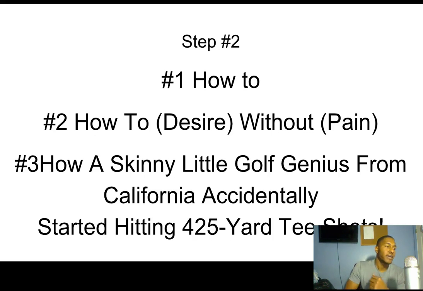Okay, let's look at the next angle. Let's look at the next formula. I got this actually from John Carlton. How a skinny little golf genius from California accidentally started hitting 425-yard tee shots. Okay. All right. So what is that? That's counterintuitive. That makes somebody read that and be like, okay, I gotta read more. How did that happen? All right. So that's just 3 angles I chose.